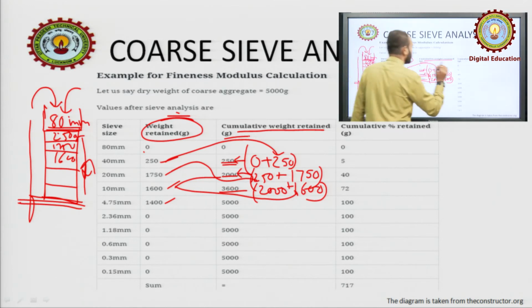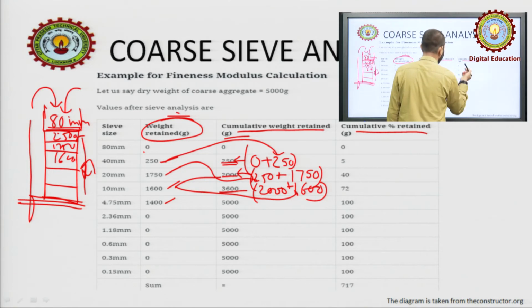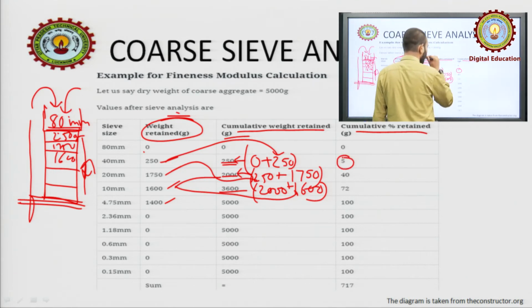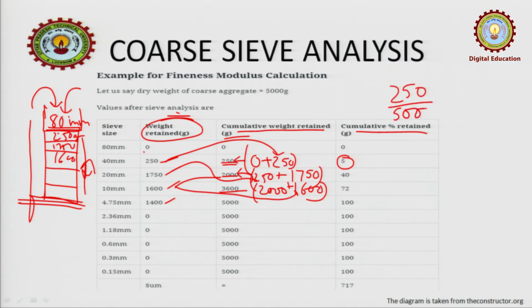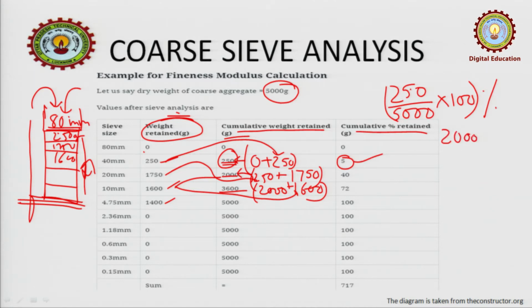Then percentage retained. How will you get the percentage retained? This is 0, so no problem. For 250, how will you get 5%? 250 divided by 5000 into 100, in percent. Did you get it? This was 250, total was 5000 grams, so this upon this into 100 will give you the percentage retained. Again, 2000 upon 5000 into 100, you will get 40, and so on.